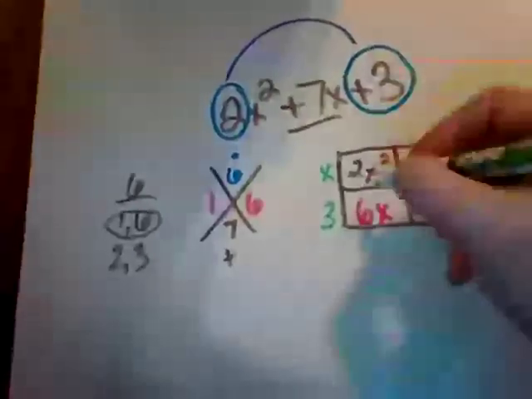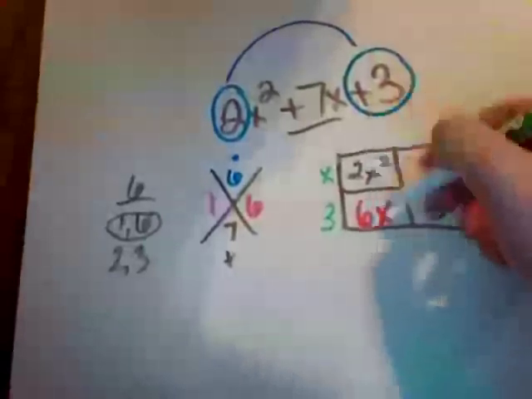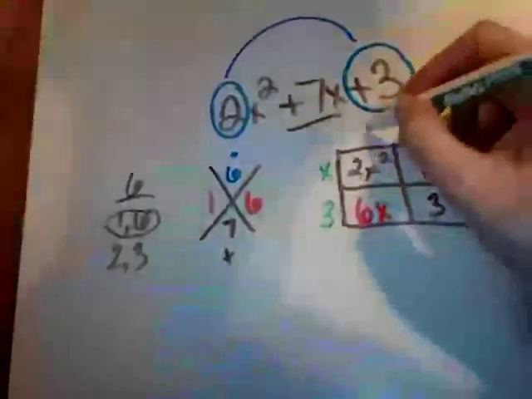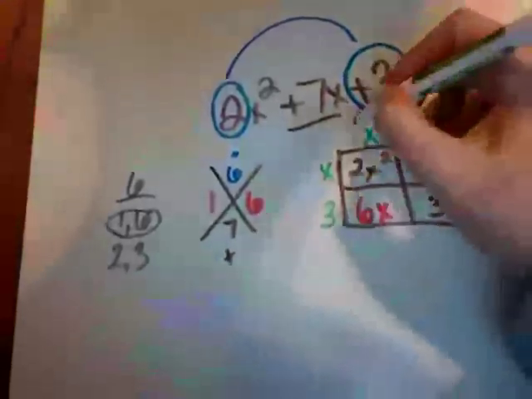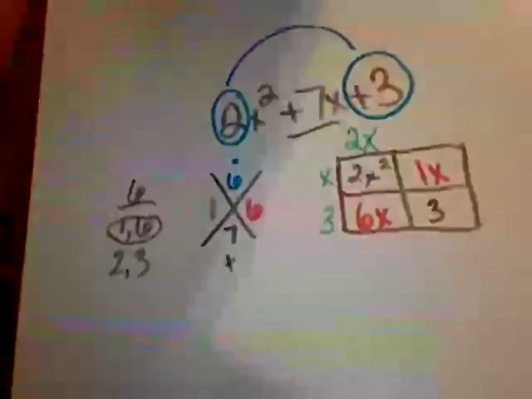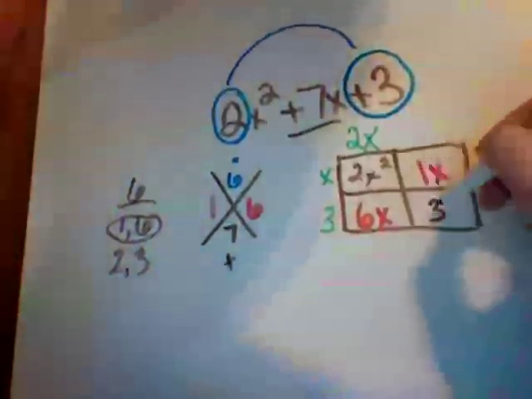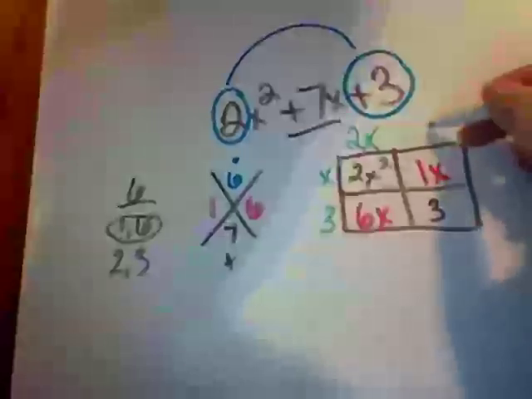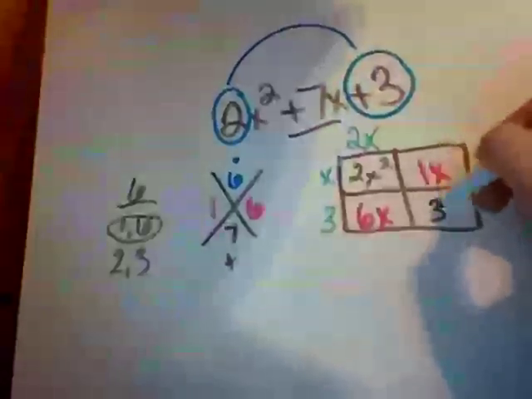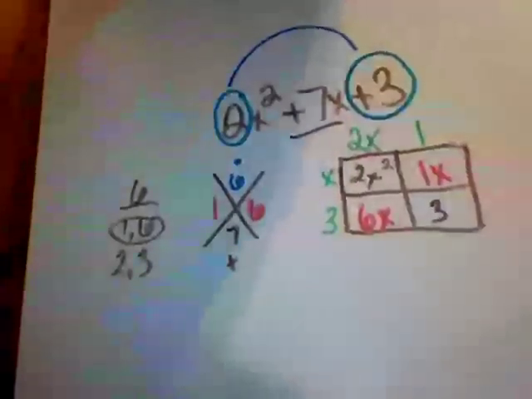Across the top, for each column, for the first column, 2x squared and 6x, they both have an x, so we can factor that out. But then they also are both divisible by 2. So let's factor out a 2x. And then in our last column, we've got 1x and we've got 3. Well, we can't factor out an x, since they don't have an x. 1 and 3 are both divisible by 1, so that's the greatest common factor.